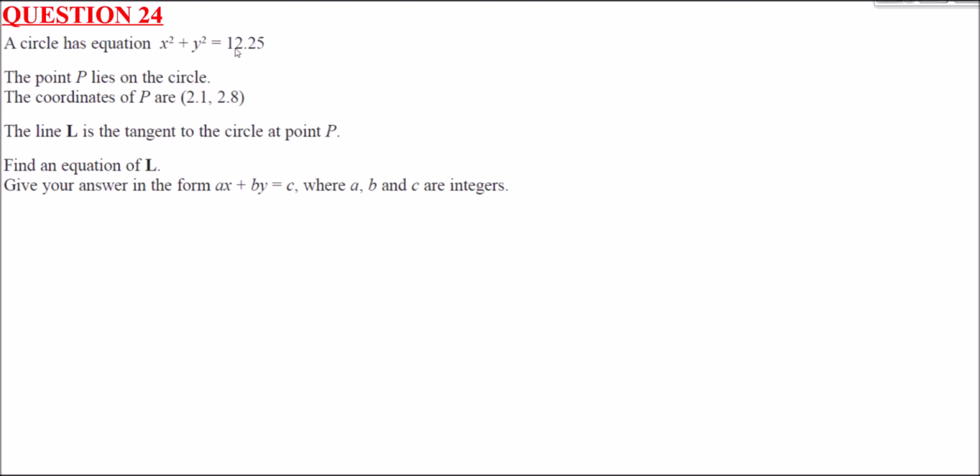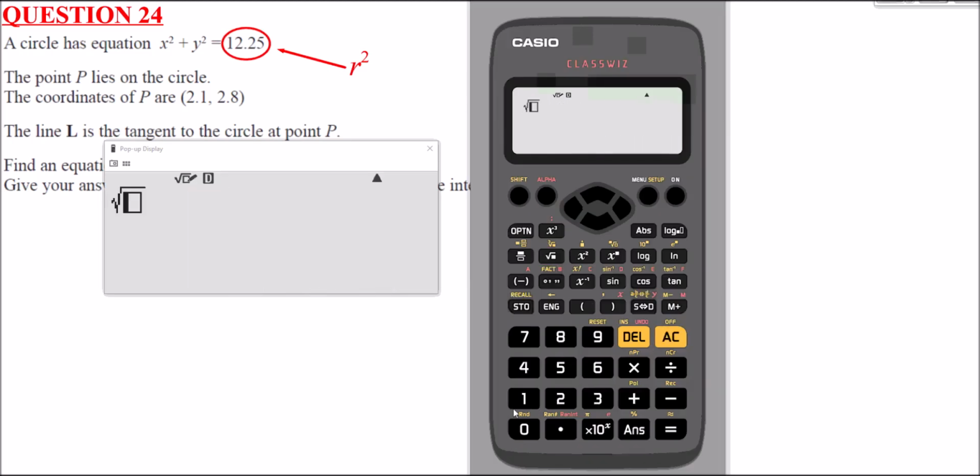So this number here, the 12.25, is the square of a radius. Common mistake, it is not the radius, that's the radius squared. So we can therefore find the actual radius of this circle by just simply square rooting 12.25. So do that, you can see that the actual radius of the circle is going to be 3.5.